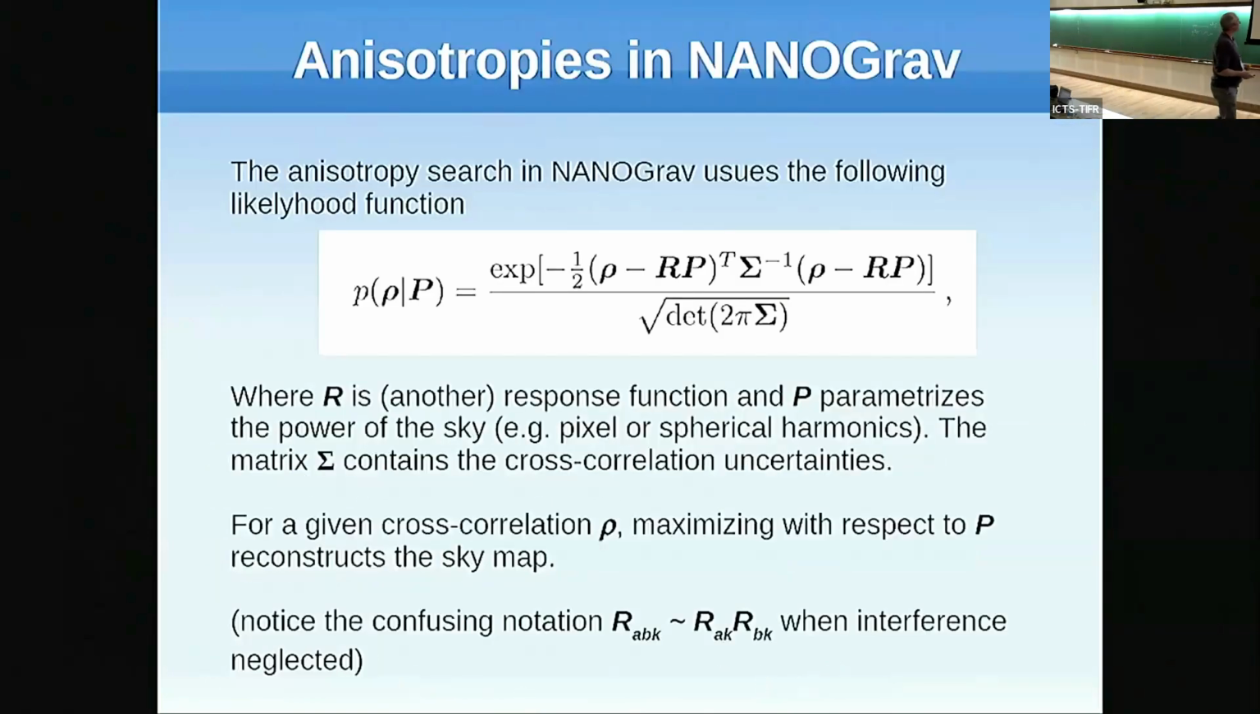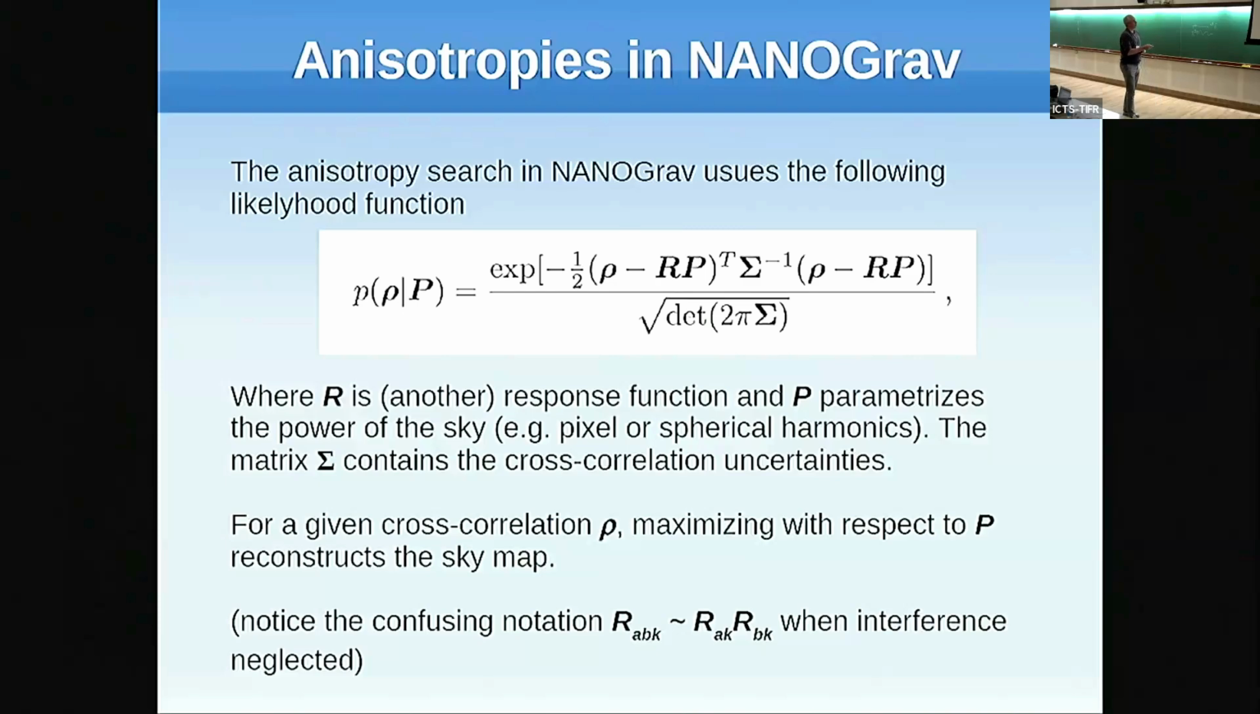Now, the next step is to somehow close the gap to the analysis in NANOGrav of anisotropies. So they have different analyses, but what I'm going to discuss is one analysis, a frequentist method of getting a p-value for the probability that there's an anisotropy. So it works as follows.